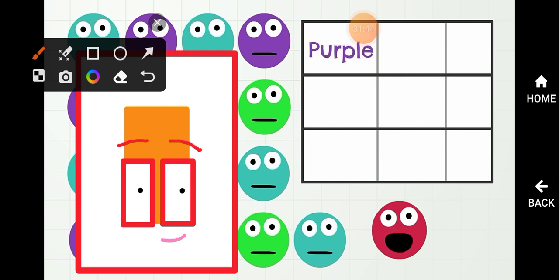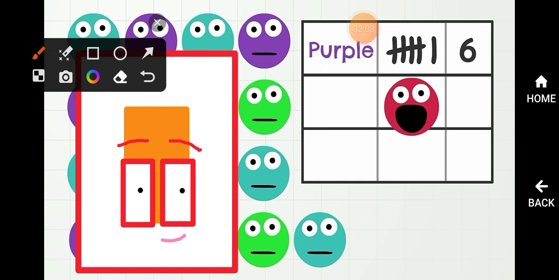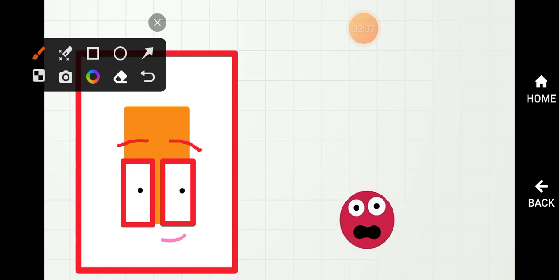First up is purple. So, how many brothers and sisters are purple? Let's count. 1, 2, 3, 4, 5, 6. 6. Hey, do you know what these are? These are tally marks. Tally marks are like a way of counting using special lines.